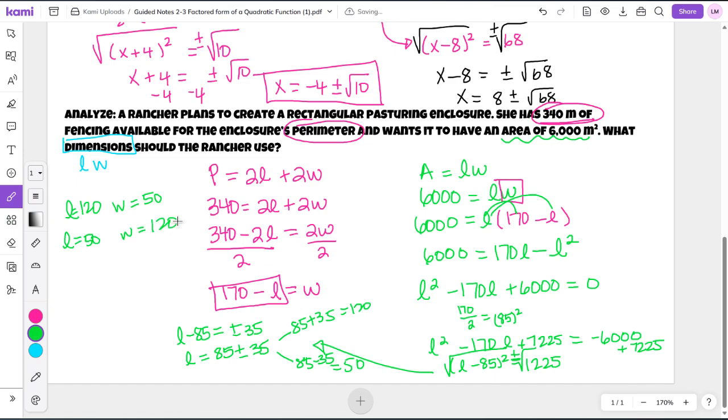All right, so basically the rancher should make two sides that are 120 meters and two sides that are 50 meters. Okay, so that's one way that you could set up this problem and solve it.